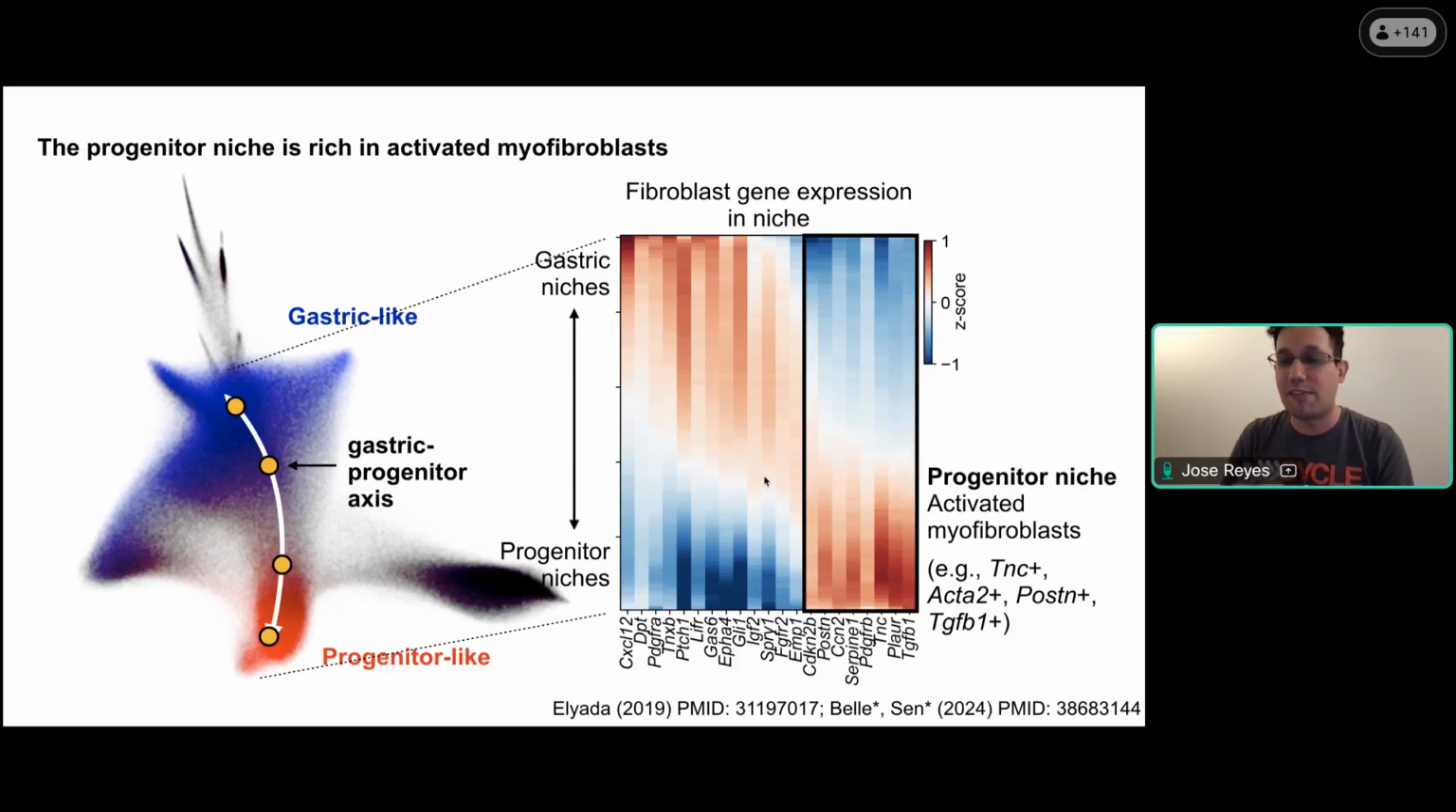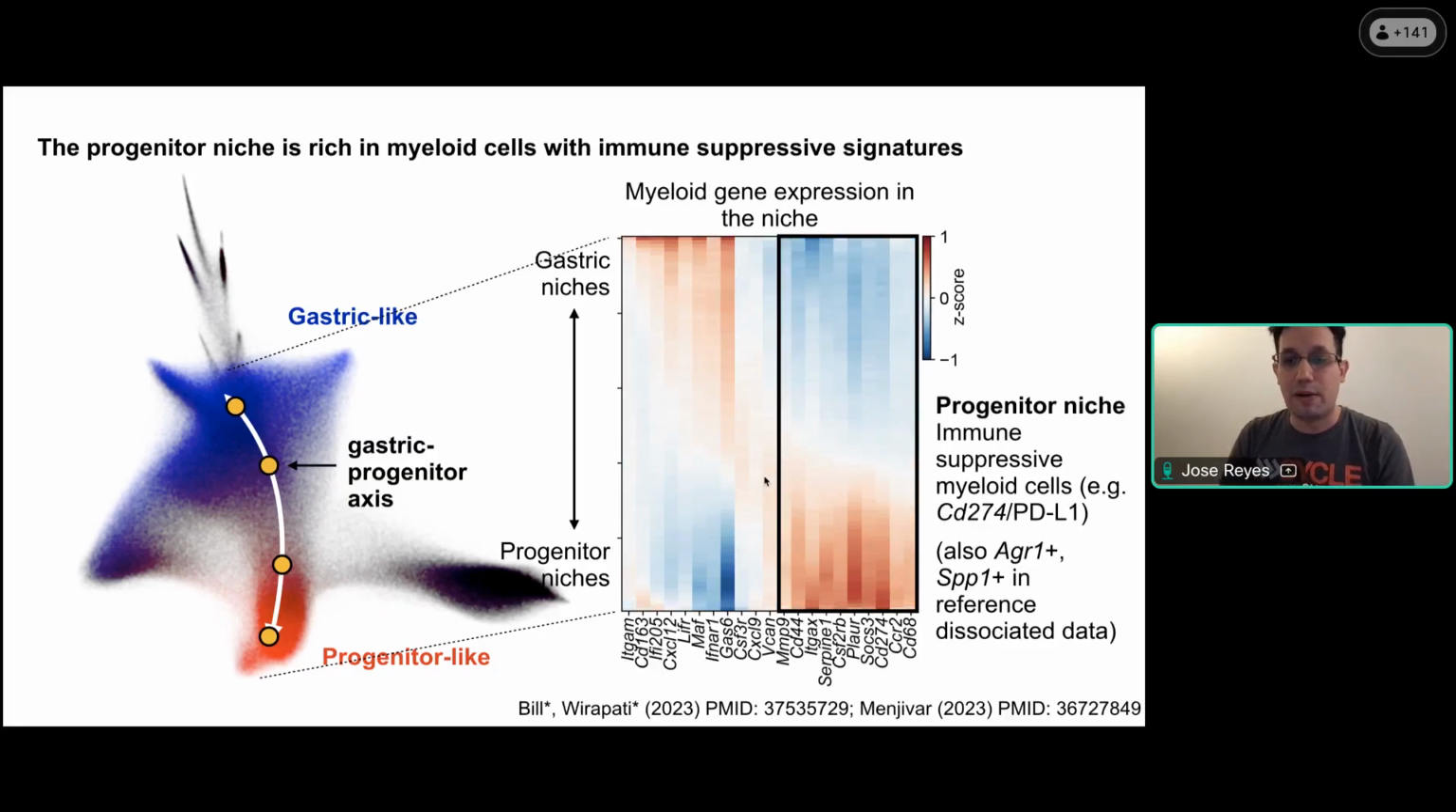And this is evidenced by expression of genes such as tenascin C, alpha smooth muscle actin, periostin, or TGF-beta, which have been shown to promote PDAC progression in mouse models of cancer. In the myeloid compartment, myeloid cells have signatures of immune suppression, such as upregulation of PD-L1, and we have also seen other markers that are consistent with an immune suppressive phenotype using reference-dissociated single-cell data.